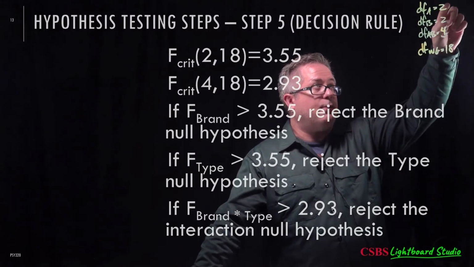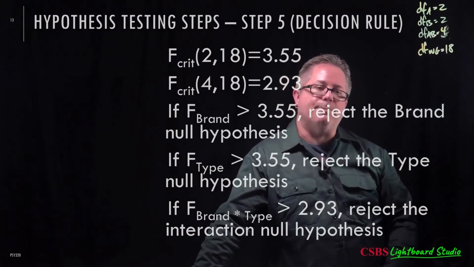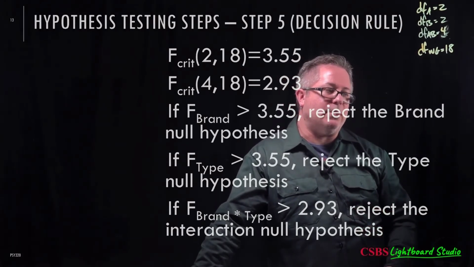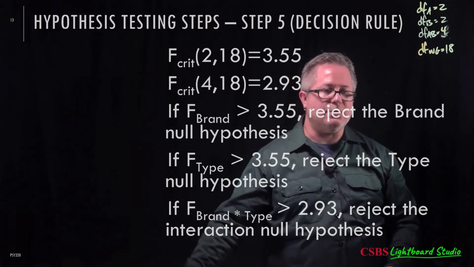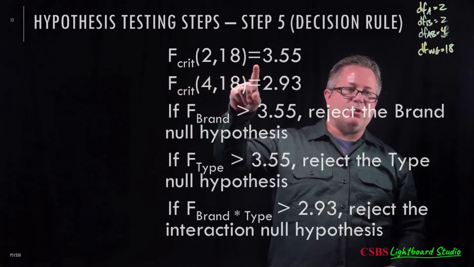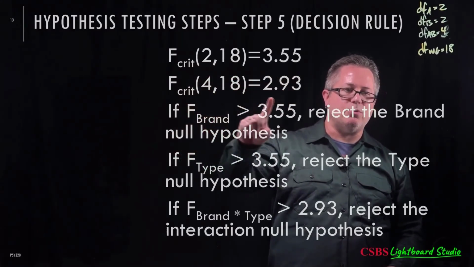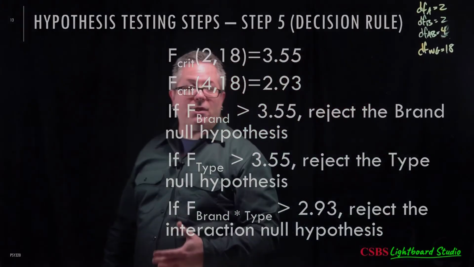So for both A and B, I want to have the same critical value because they're the same degrees of freedom. And then we have a separate critical value for the interaction that has 4 and 18 degrees of freedom. So here we can see the F critical for 2 and 18 is 3.55, and the F critical for 4 and 18 is 2.93. All right, well, let's see how we got those.